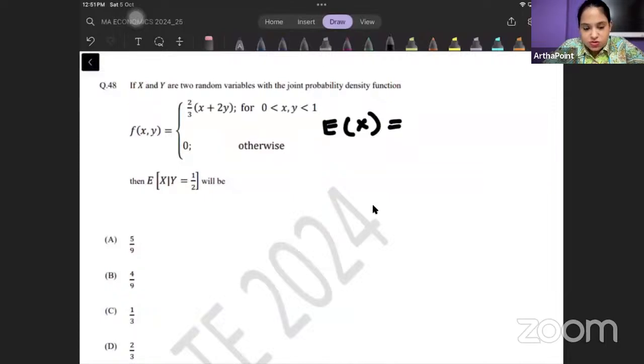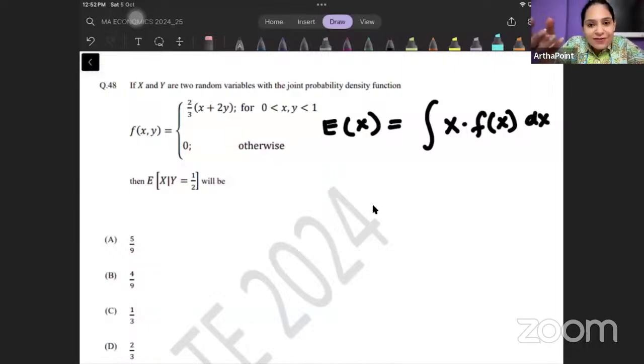Can you tell me first of all, what is the expected value of x? It is x f(x) dx integrated in the interval wherever x is defined. ये होता है expected value of x usually.